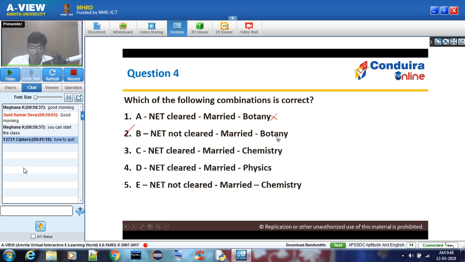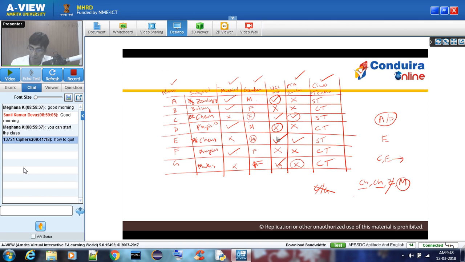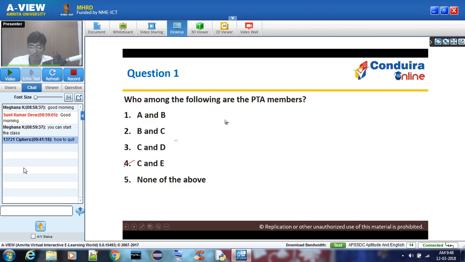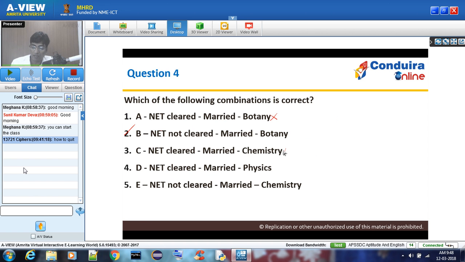If you want, we can check the others as well. C, net cleared, married, chemistry. C, chemistry, net cleared, but not married. So C is wrong. Likewise, we should be able to rule out the other options as well.